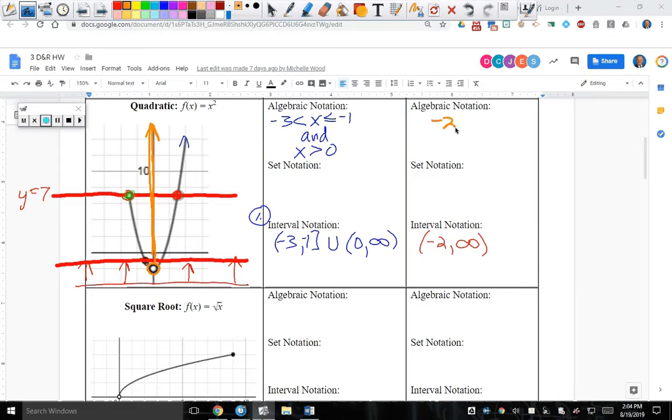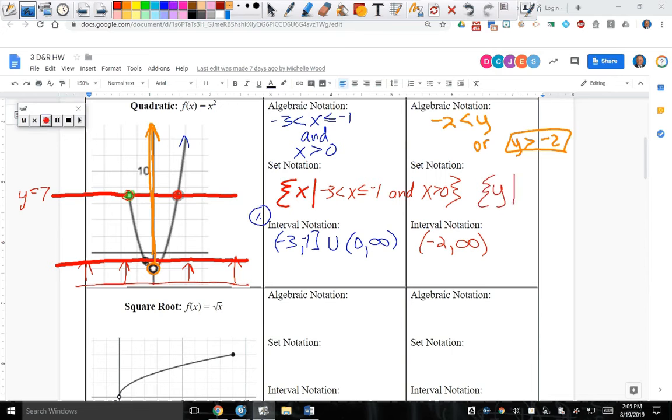-2 is less than y. y is greater than -2. And as far as the formal notation, it would be the set of all x's such that the first condition and the second condition. That's your domain. Whereas this one is the set of all y's such that y's are greater than -2.